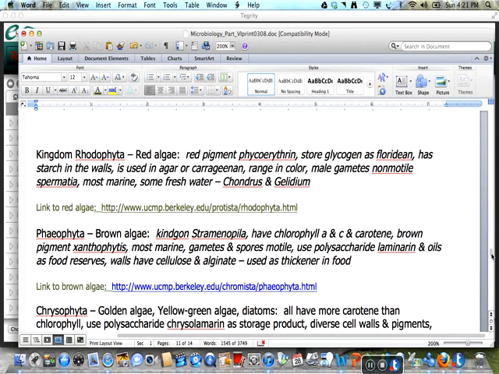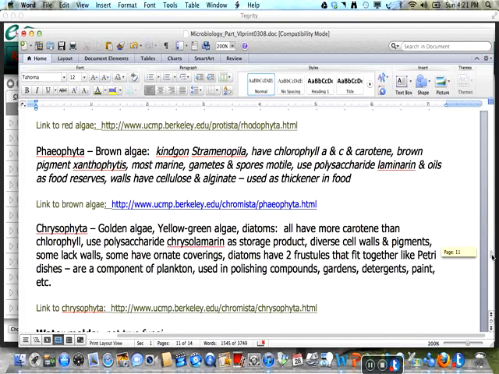So the agar we use in class is going to involve the use of algae. And then a lot of the thickeners you have in your foods, such as things like ice cream, are actually going to come from algae.